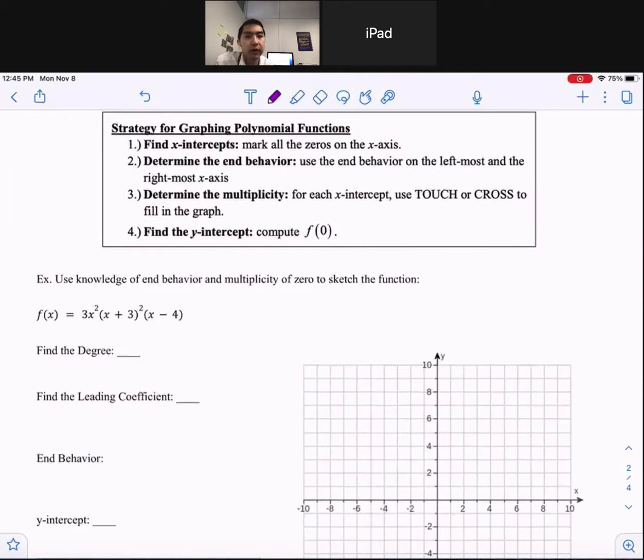So, strategies for graphing polynomial functions. Find your x-intercepts, mark all zeros on the x-axis, determine the end behavior, use the end behavior on the leftmost and the rightmost x-axis, determine the multiplicity for each x-intercept, use touch or cross to fill in the graph. To find the y-intercept, compute f of 0.